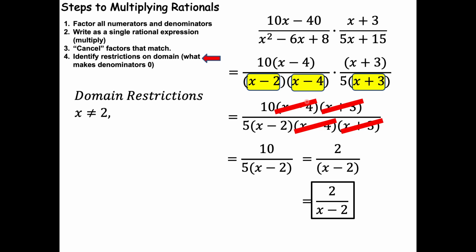So basically a 2. If I plug a 2 in here, 2 minus 2 is a 0. That's not a good thing. Next thing is a 4. 4 minus 4 is a 0. That is not a good thing, so we say x can't be that. And the last domain restriction will be a -3 because -3 plus 3 would be a 0. Okay, and that is our domain restrictions.